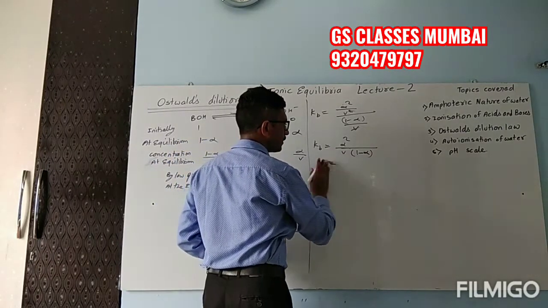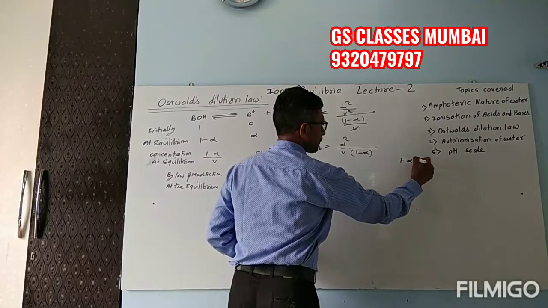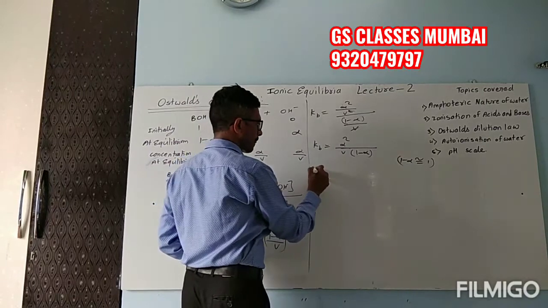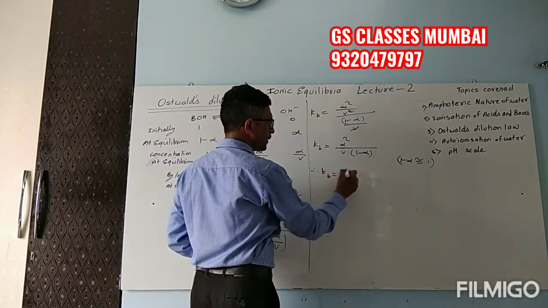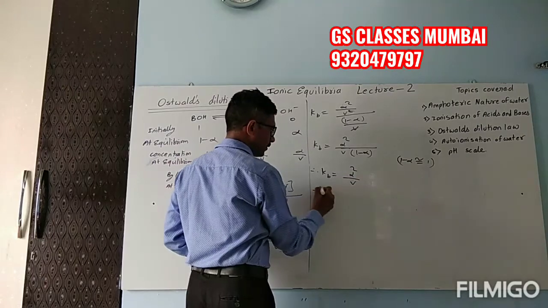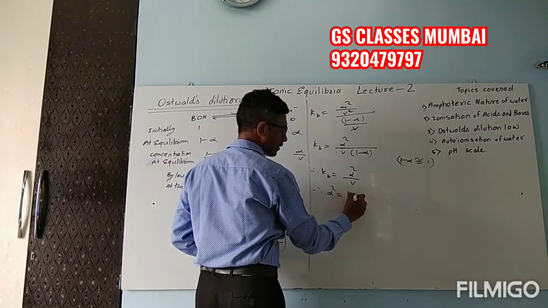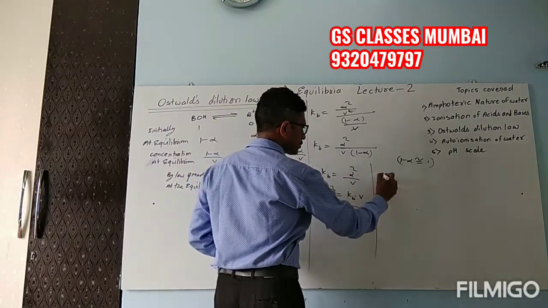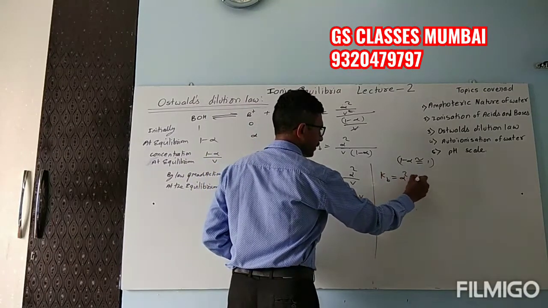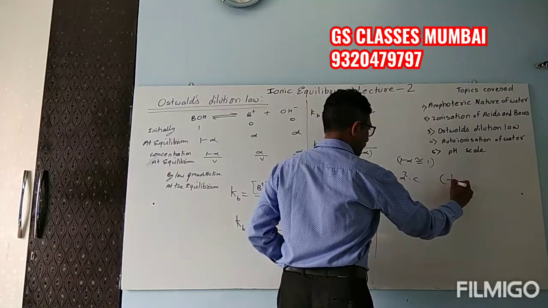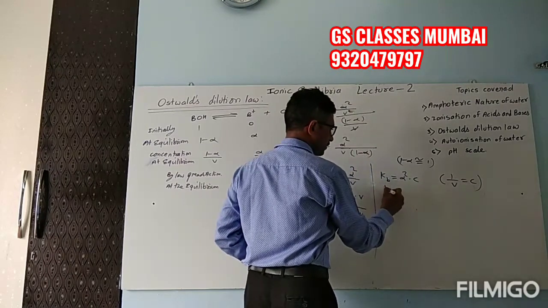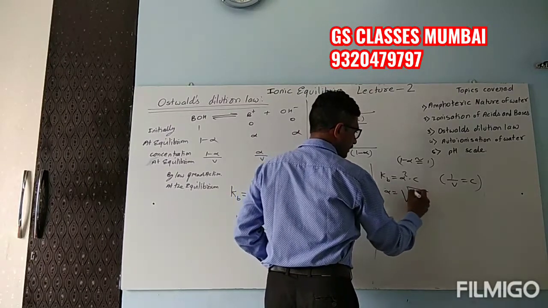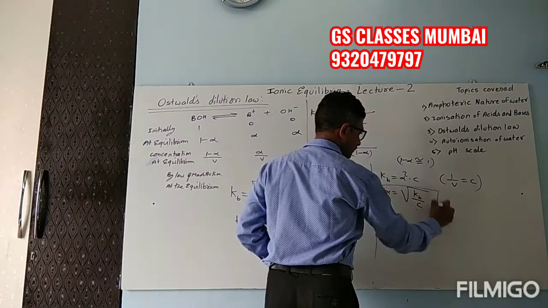1 minus alpha is approximately equal to 1. So Kb is going to be alpha square upon V. We can say that alpha square equals Kb times V, so alpha is the square root of Kb times V. Also we can say that Kb equals alpha square times C, because 1 upon V is nothing but concentration. So alpha equals the square root of Kb upon C.